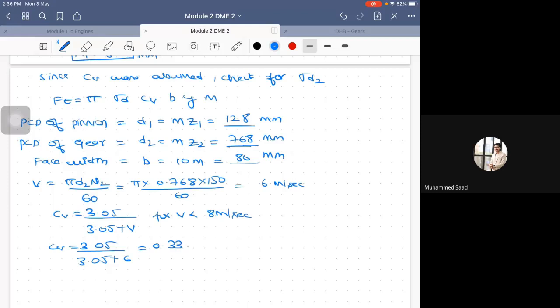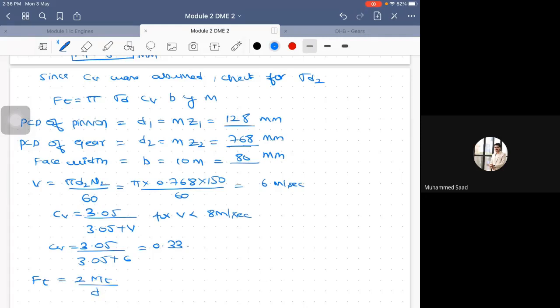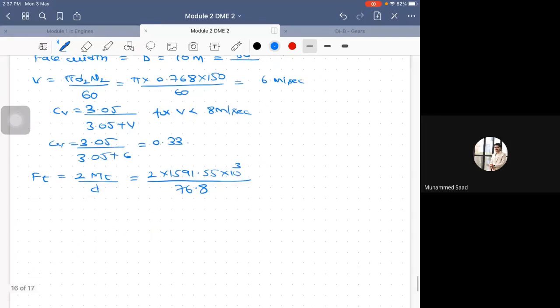Once that is done, I have told you in the last class how to calculate the value of Ft. It is 2 times the torque divided by d2. And I even told you how this particular thing has been arrived at. So just substitute the things. 2 times the torque is 1591.55 into 10 to the power of 3. This whole divided by 76.8. So what is the value of Ft you have got?